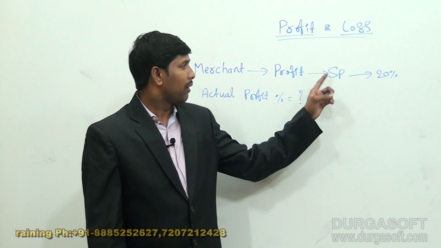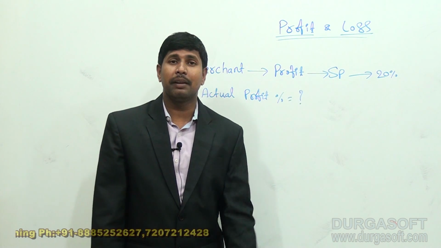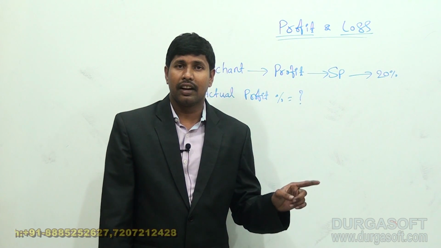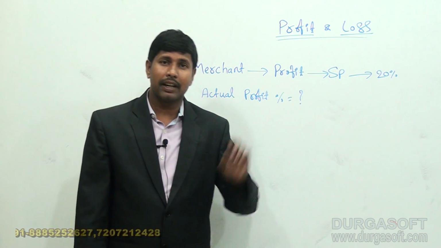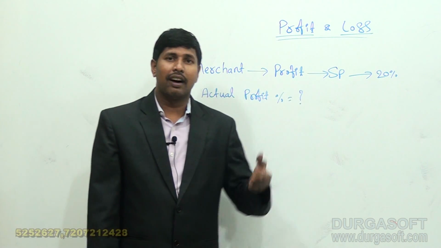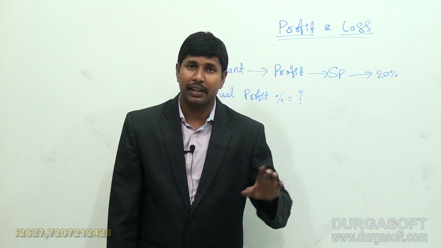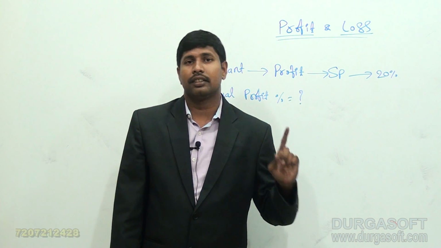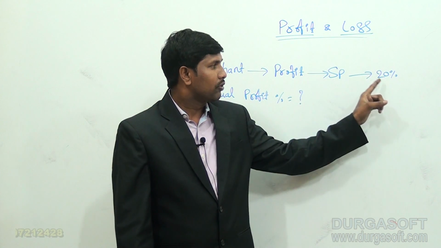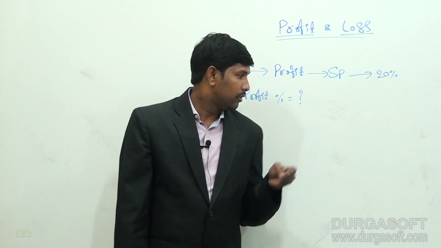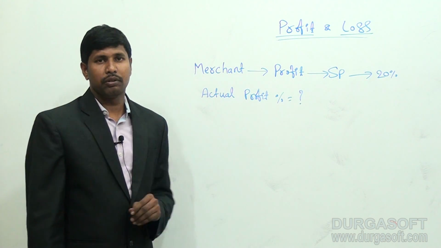Why? The profit was calculated over the selling price, but profit should never be calculated on the selling price. We already discussed that, whether it is a profit or a loss, it should be calculated on the cost price only, not on the selling price. That's why 20% was the wrong value. Now we want the right value, which we are going to calculate.